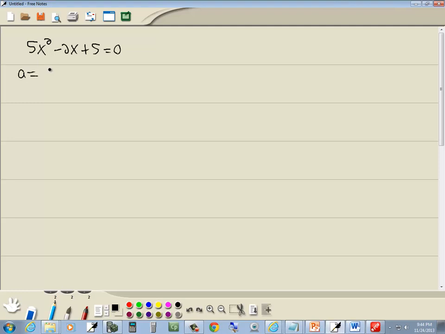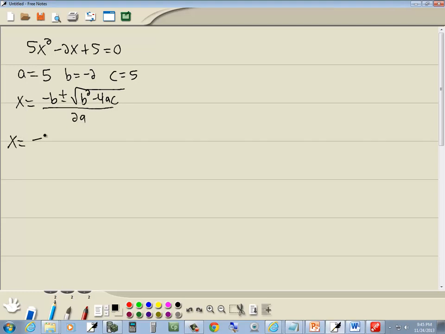A is whatever number is in front of your x squared, which is 5. B is whatever number is in front of your x, which is negative 2. And c is your number at the end, which is 5. Quadratic formula is x equals negative b plus or minus square root of b squared minus 4ac all over 2a.